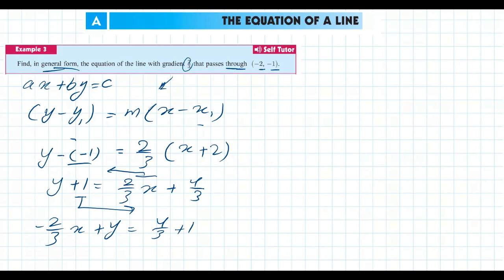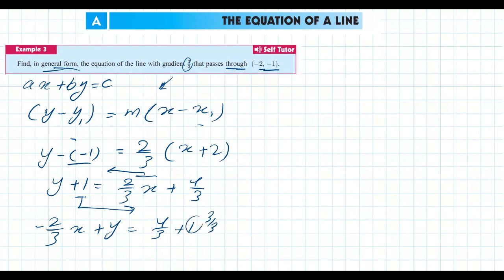You can use the y-intercept form, by the way, like y equals 2 over 3 x plus c, and then you find c using direct substitution, and after that adjust your equation. Then let's move further using the same idea. Now we have negative 2 over 3 x plus y equals 4 over 3 plus 1. 4 over 3 plus 1 becomes 7 over 3 because 1 is equivalent to 3 over 3. Then it becomes 7 over 3.